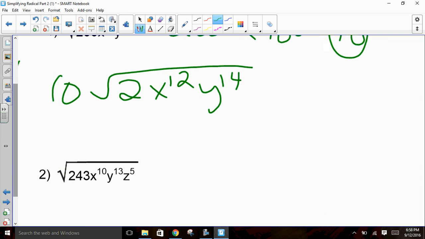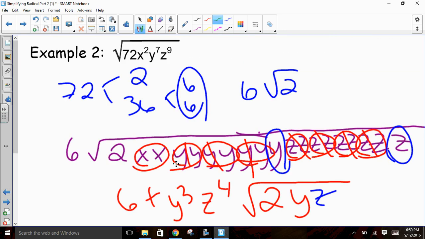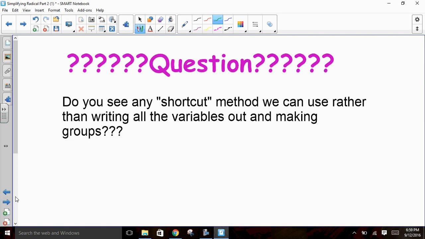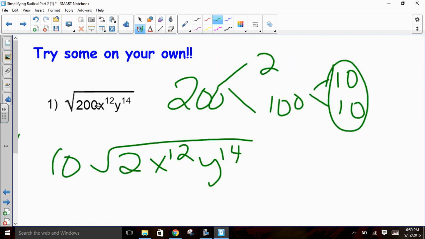Next I'm going to take a look at my variables. If you go back for a second, you notice that I ended up putting stuff into groups of 2. It's like saying I have 12 x's, or 12 people, and I want groups of 2 of them. I want to pair them up. How many groups am I going to have? Well, you should be saying 6 groups of 2, because 6 times 2 gives me 12.